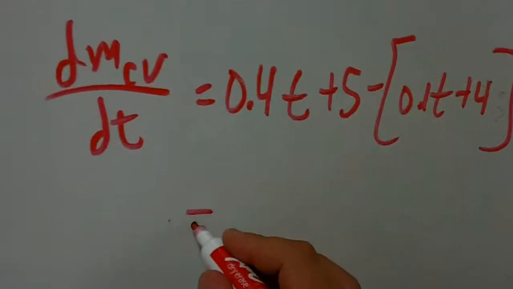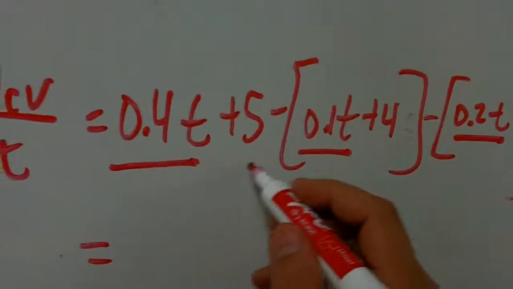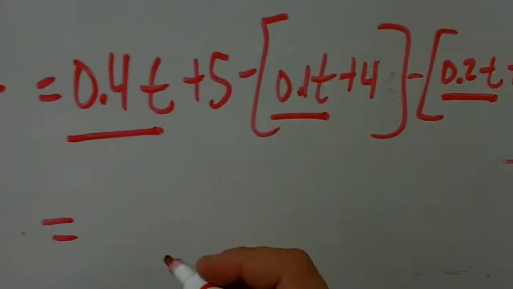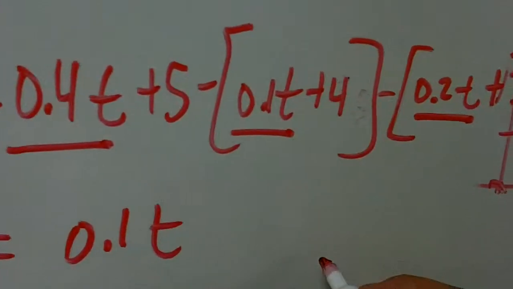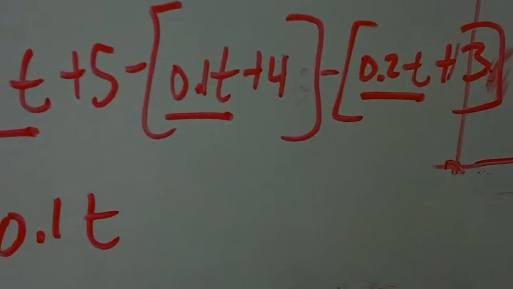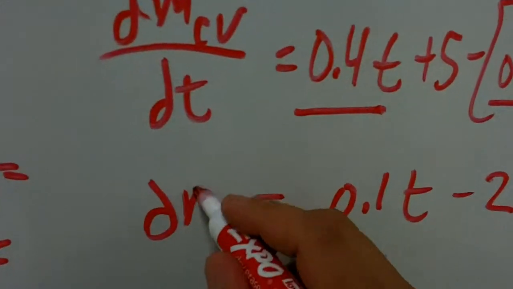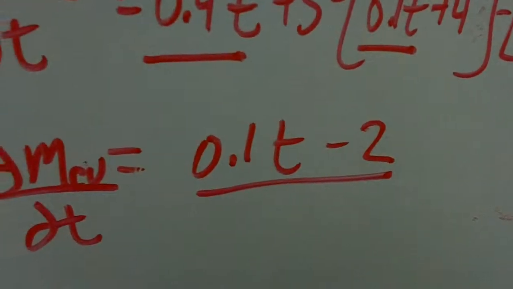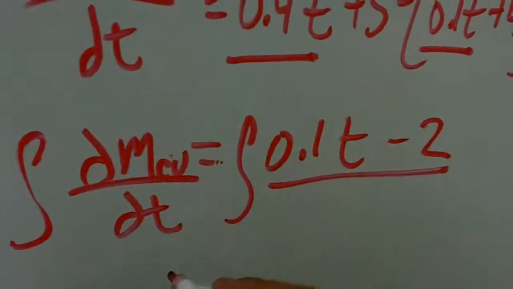At this point, we just go ahead and solve by combining like terms. 0.4 minus 0.1, we get 0.3. Minus 0.2, we get 0.1t. 5 minus 4 is 1. Minus 3, negative 2. So our equation, the rate of change of the mass of the control volume with respect to time, will be equal to this function. Now we can go ahead and take the integral of this equation with respect to time.